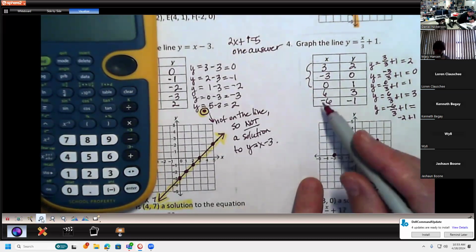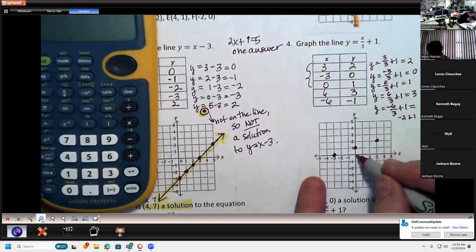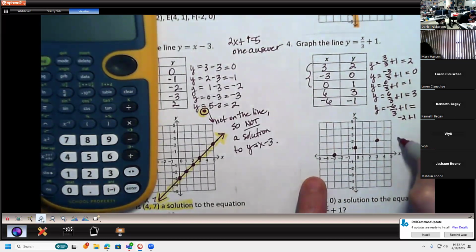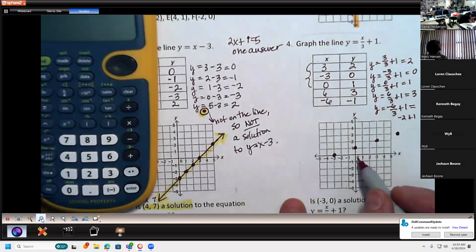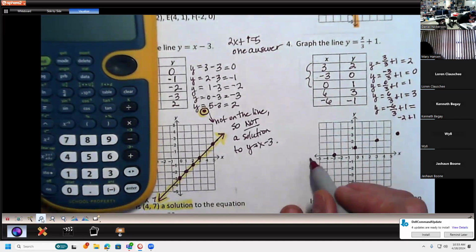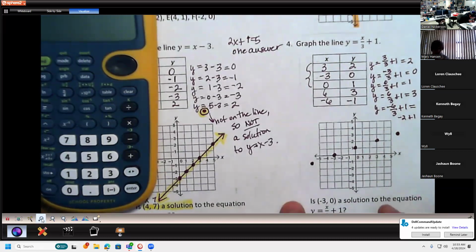If you want to go ahead and estimate where 6, 3 is, you would go over 6 and up 3. So it would be about here. And then negative 6, negative 1 would be over to the left 6 and down 1. And you can see that they make a nice straight line.